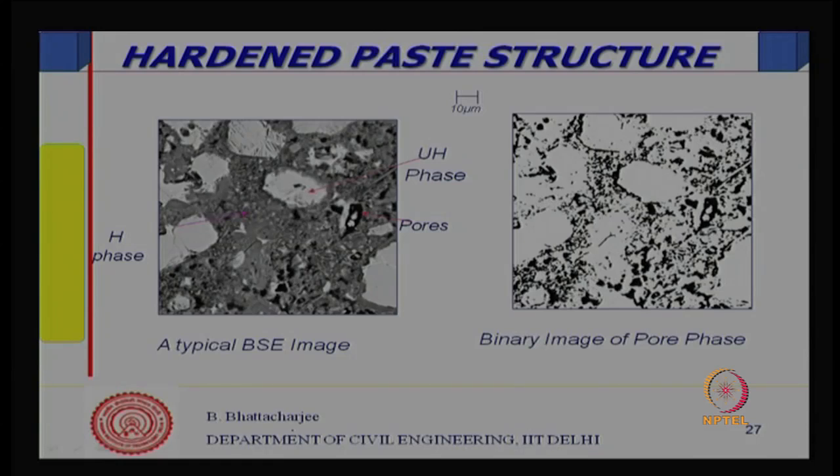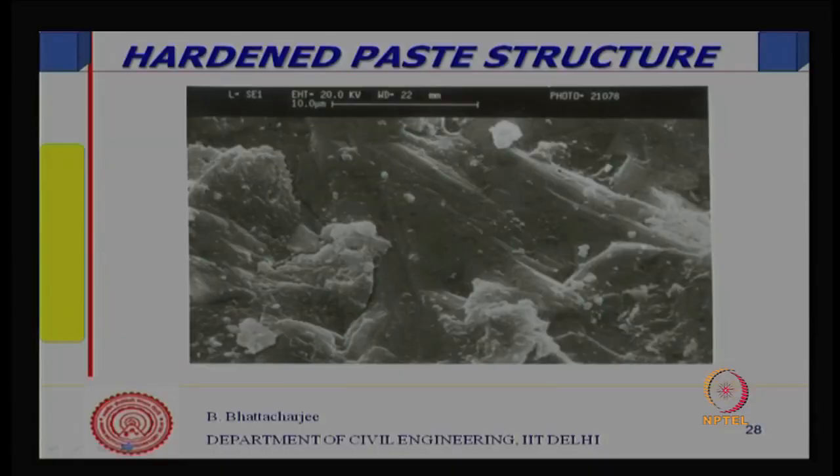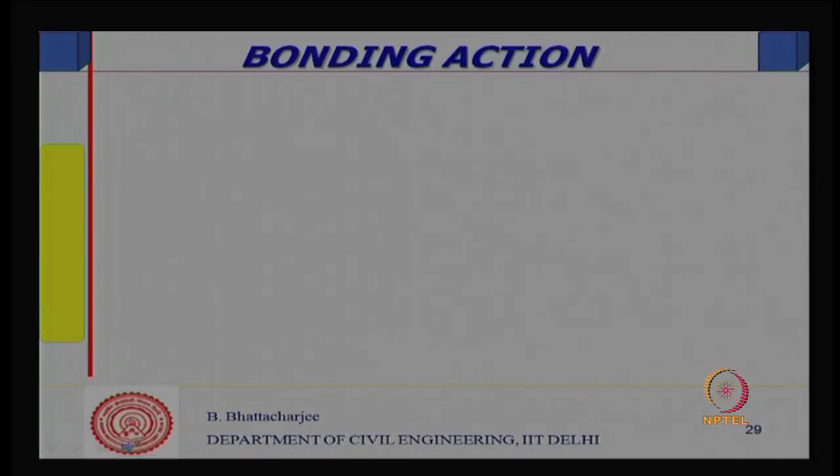In fact, it is from these ideas of electron microscopy and backscattered electron microscopy that the hydration process model that I showed has been developed. For example, if you look at the electron microscope image, this is possibly calcium hydroxide, the hydrated product would be something like this, and the unhydrated product might look something like this. So, now we have seen the structure, we can come to the bonding action.